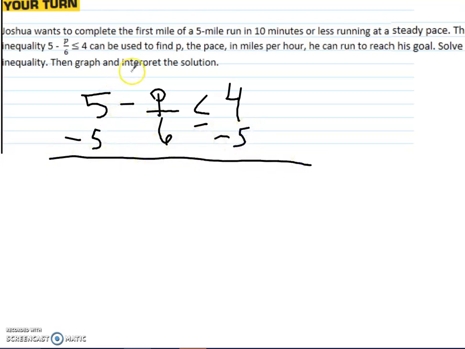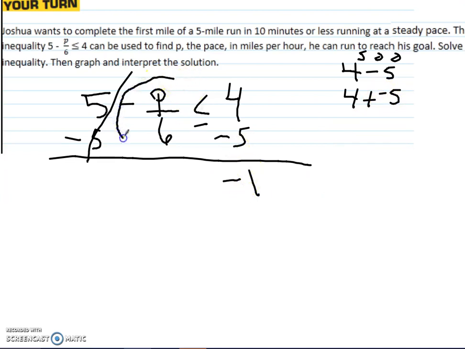When I do that, 5 minus 5 cancels out and makes 0. 4 minus 5, I cannot do 4 minus 5. That is subtraction, so that becomes 4 plus negative 5. Different signs, subtract. I get negative 1. All of this goes together and I bring it down. So it is negative p divided by 6.